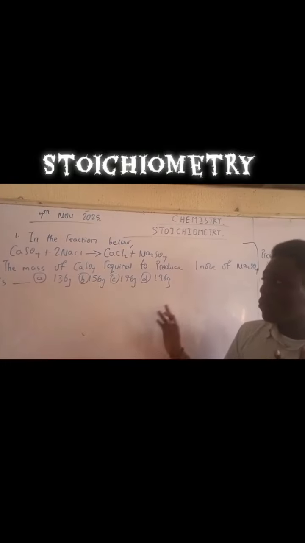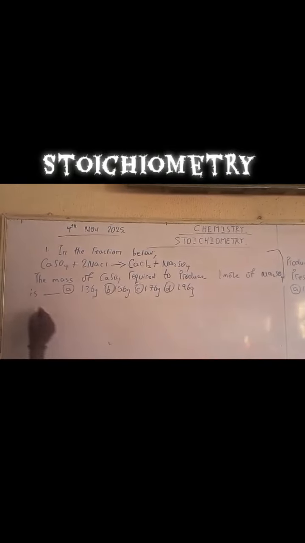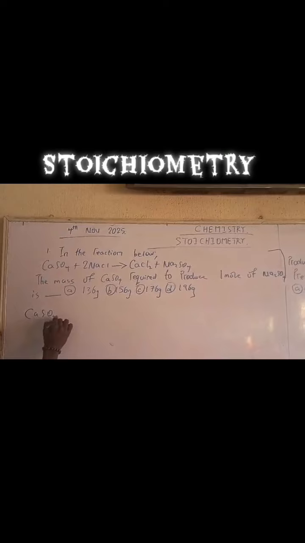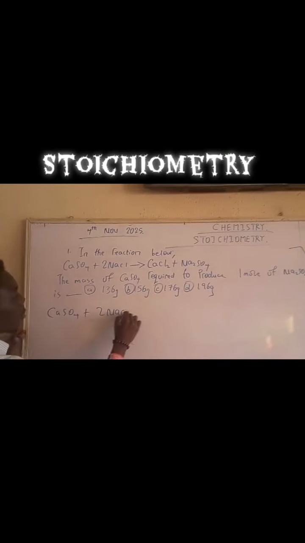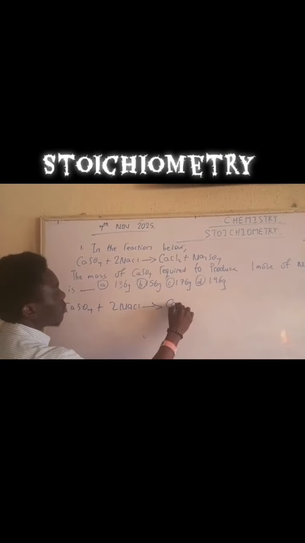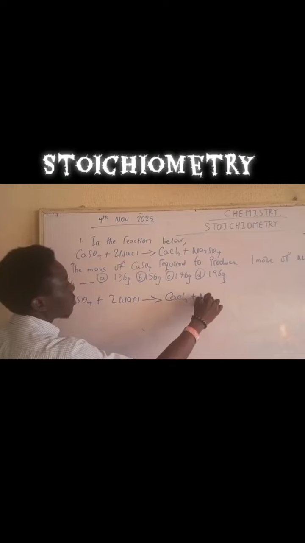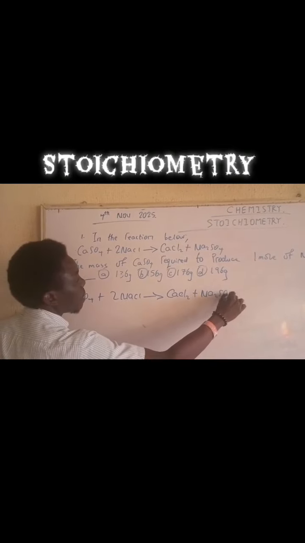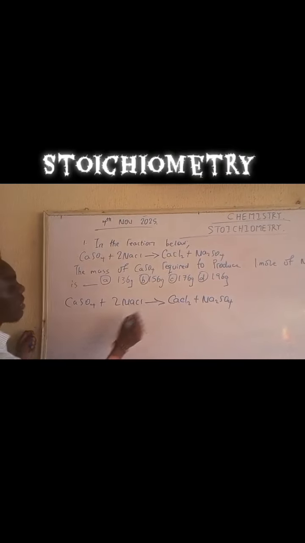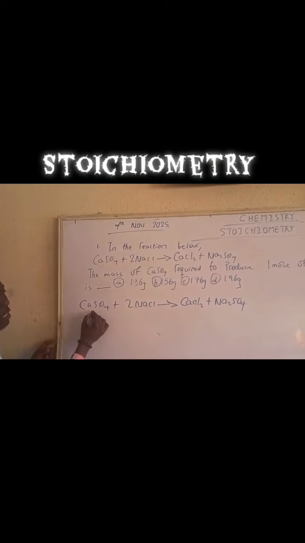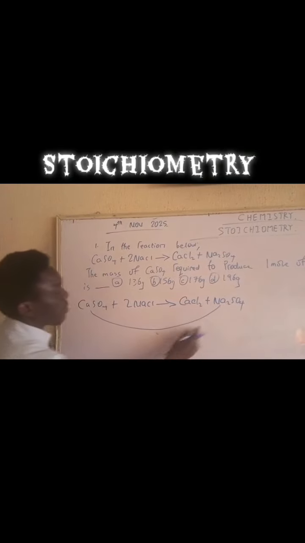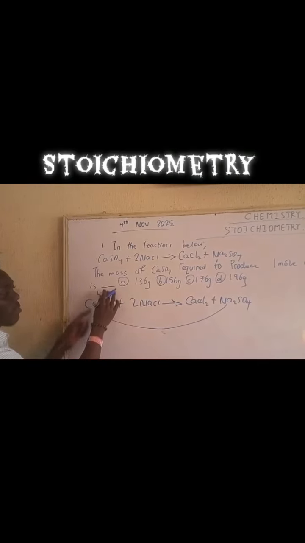We have two methods of doing this. Now let me quickly write the equation again down here. You have CaSO4 plus 2 moles of sodium chloride giving us calcium chloride, a very important source of calcium, plus Na2SO4. To make it very easy, I tell students to get the connecting factors. The two connecting factors here are CaSO4 and Na2SO4. This is our limiting reagent.